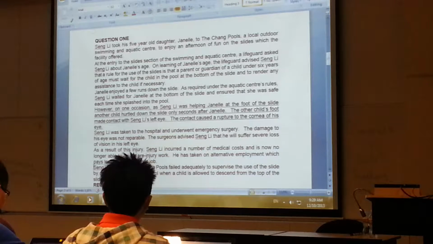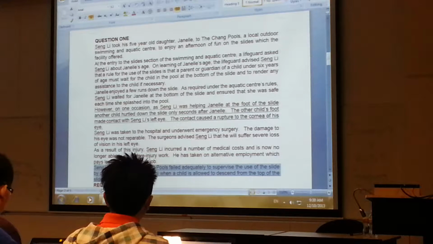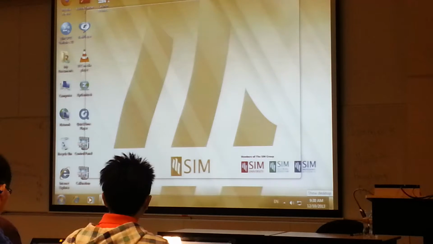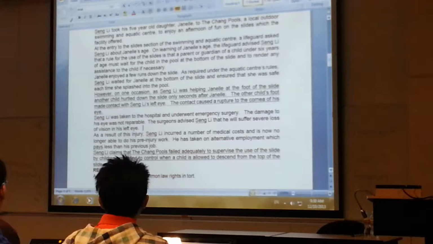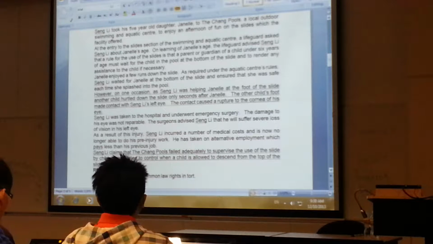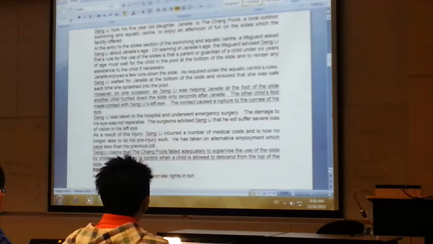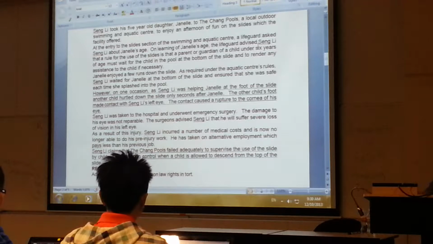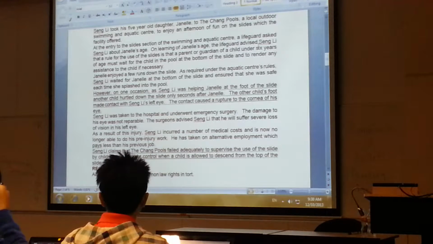His argument is this: the pool failed to adequately supervise the use of the slide by children, and therefore he suffered injury. Now, when the question tells you this, class, please do not discuss contract at all. Don't waste time. We know a contract was formed when he brought the child to the pool. So class, contractual issues become quite irrelevant here. Right? So let's check this out first.